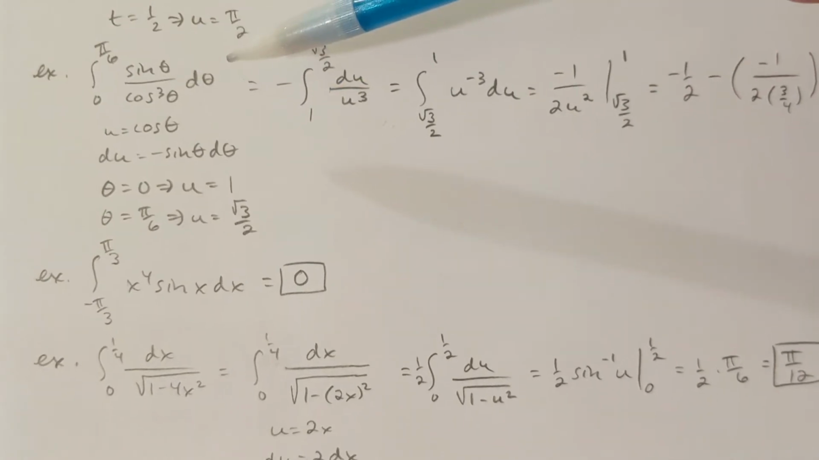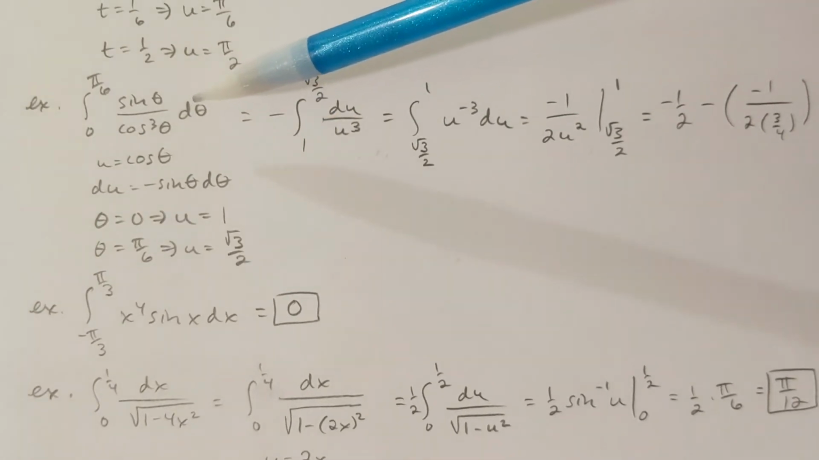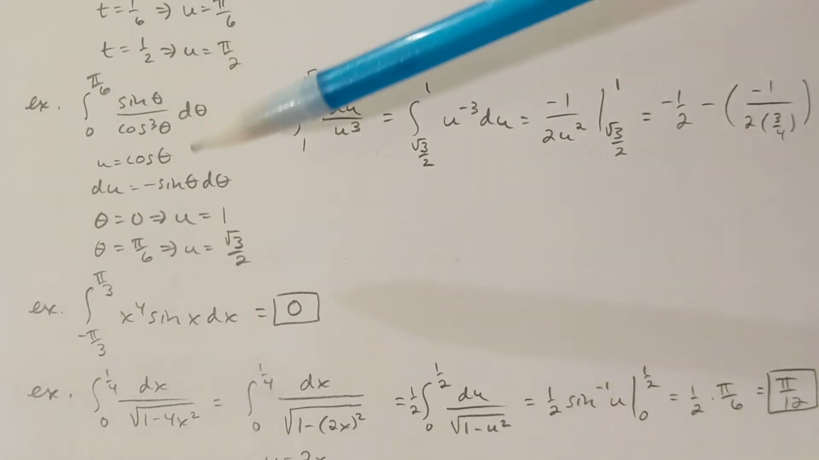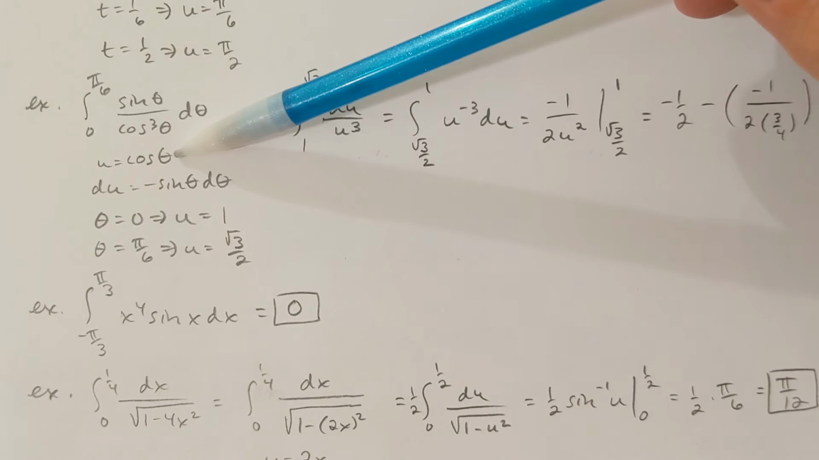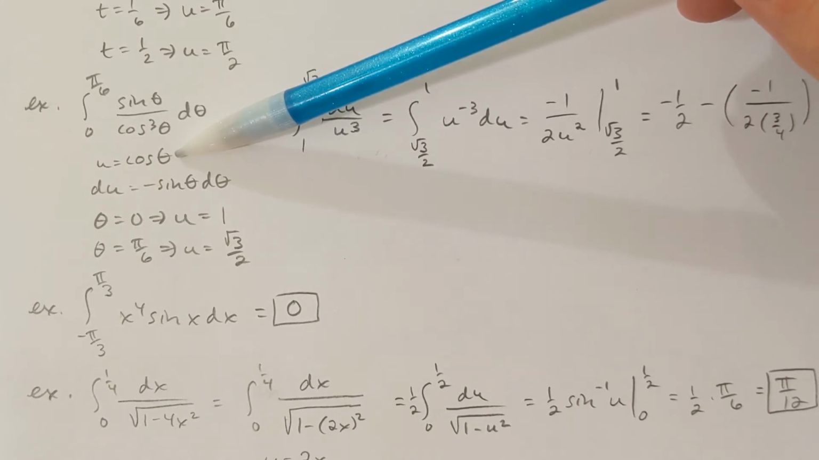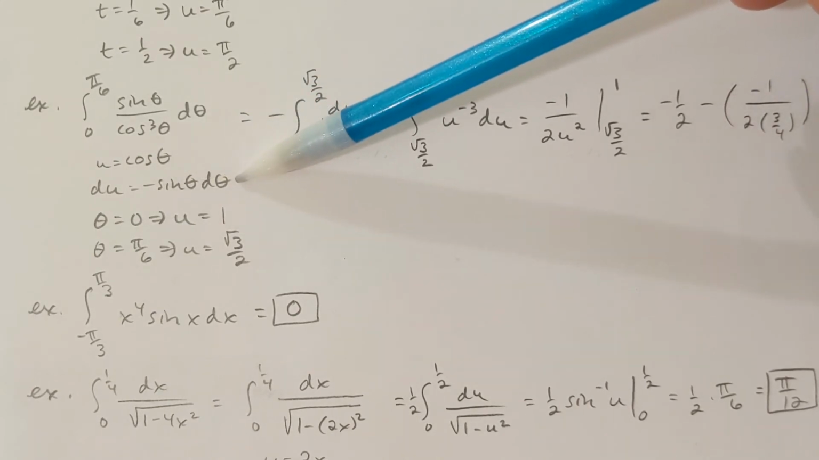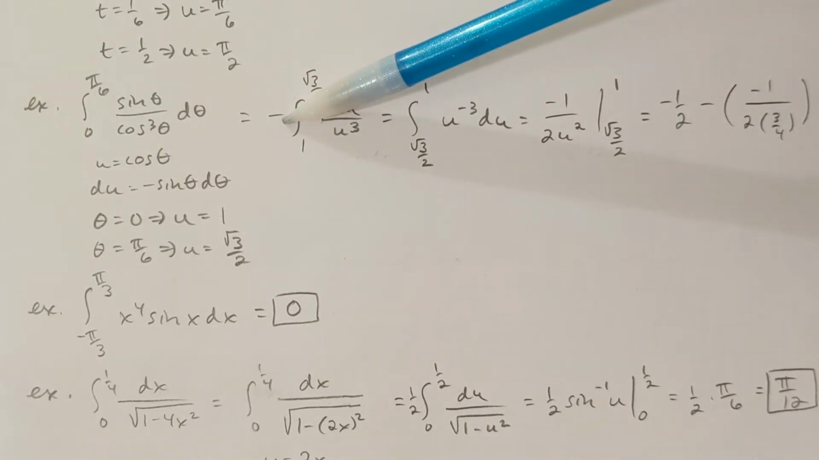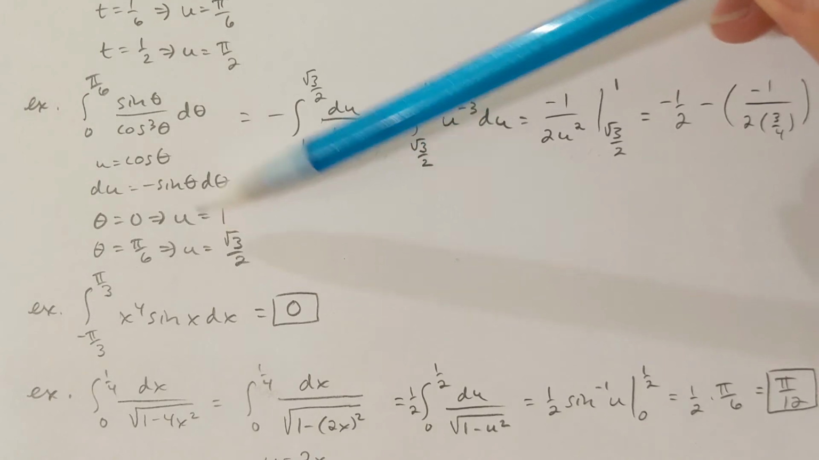Okay, here's another one. So this would be another u substitution situation. For this one, I'm going to let u be cosine theta. Du would be negative sine theta d theta, which I have in the numerator. It's going to be a negative coming out of my new integral involving u. And I've got to change the bounds.